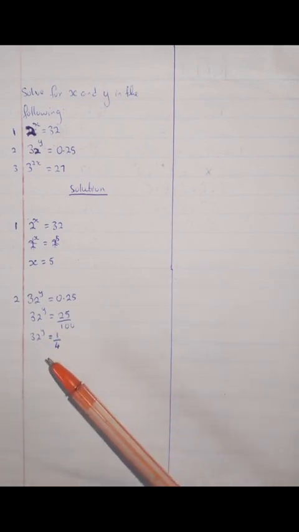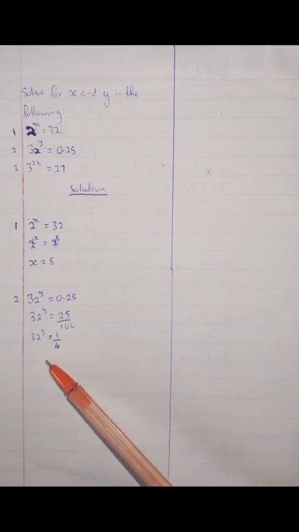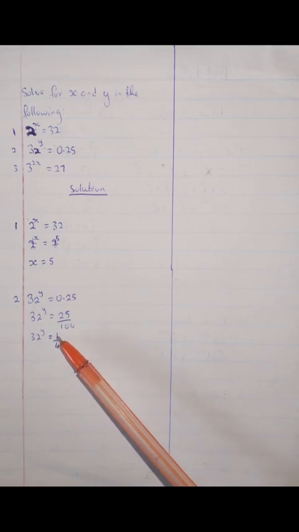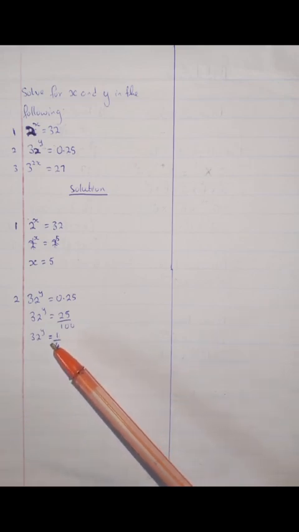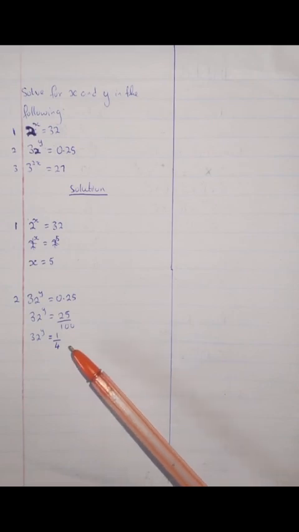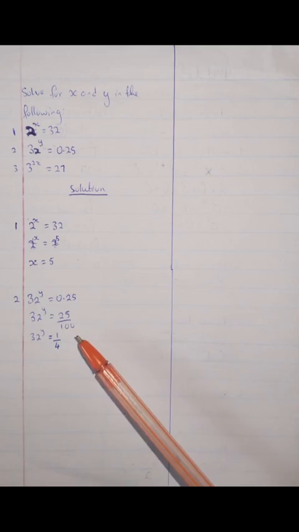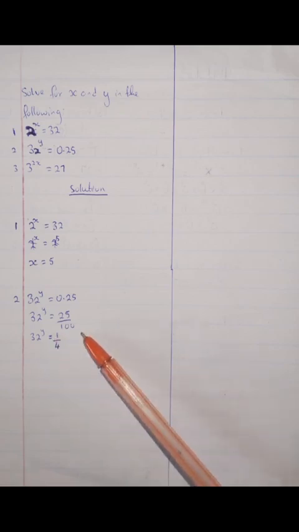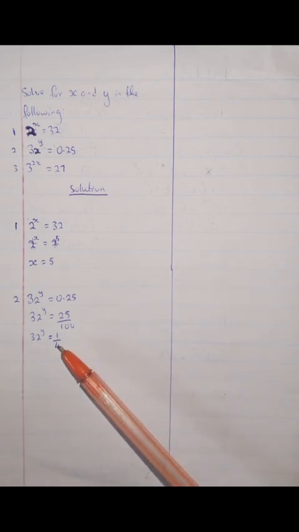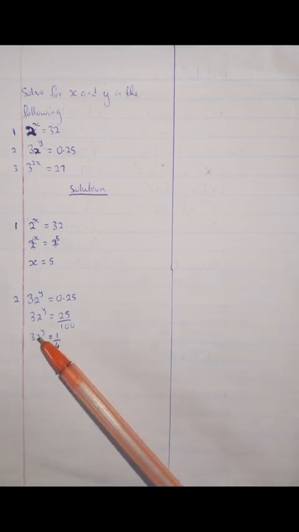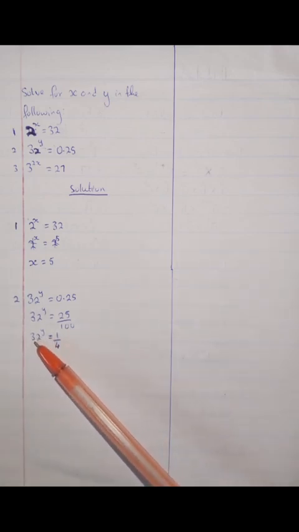Next thing is 1 over 4. How can we write this? Bringing this 4 up, we'll be having 4 to the power of negative 1. Remember the negative index law. Assuming we had 4 to the power of negative 1, we write it to have 1 over 4. So we want to bring this back to the negative index law, which is 4 to the power of negative 1. And for 32 to the power of y, we express this in terms of 2.